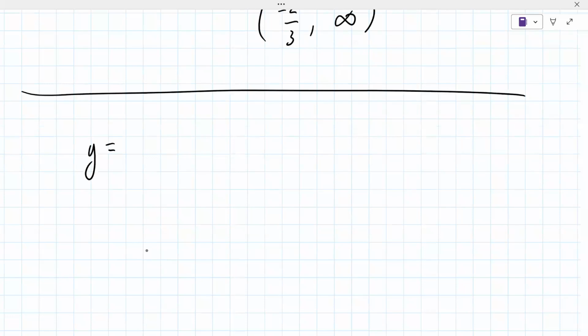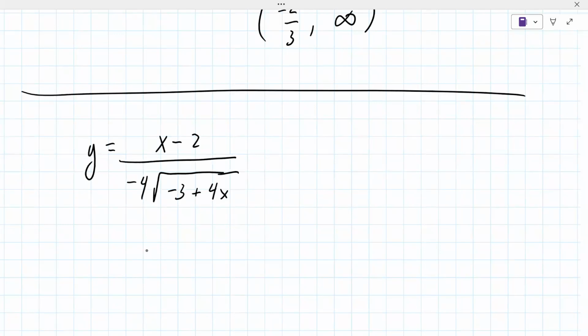Let's say it's y equals x minus 2 over -4 square root -3 plus 4x. I want you to find the domain, please.